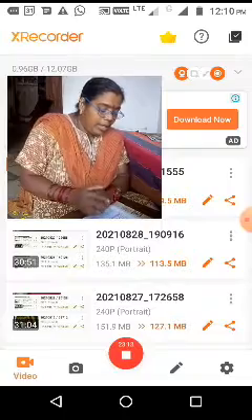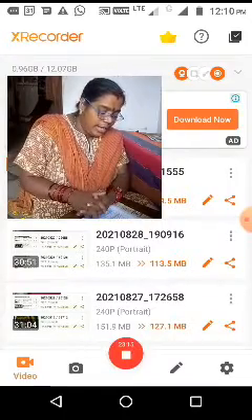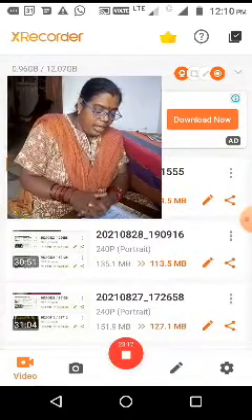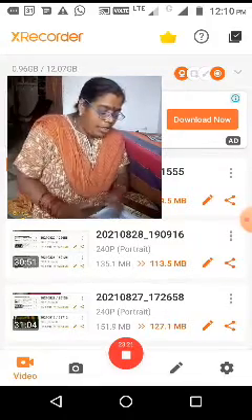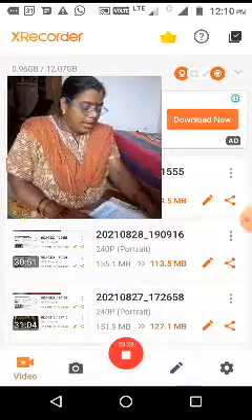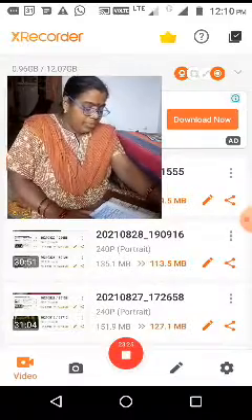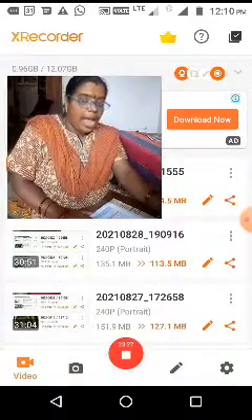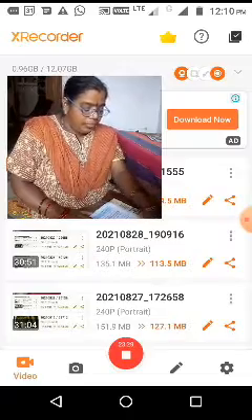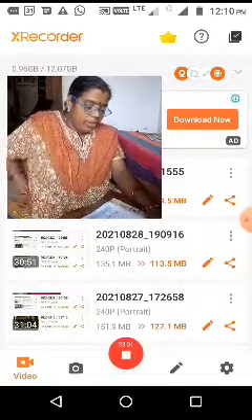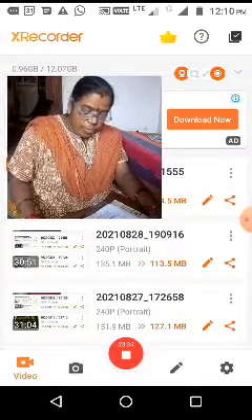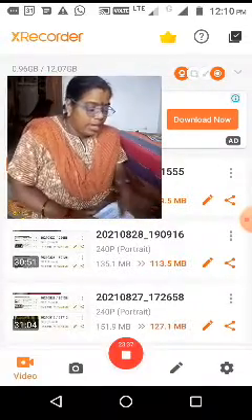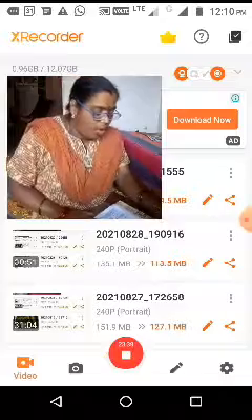Then, Rishad hasn't reached yet. He is late as usual. Then you can see that these are the auxiliary verbs which are being filled with the correct forms of the verbs.